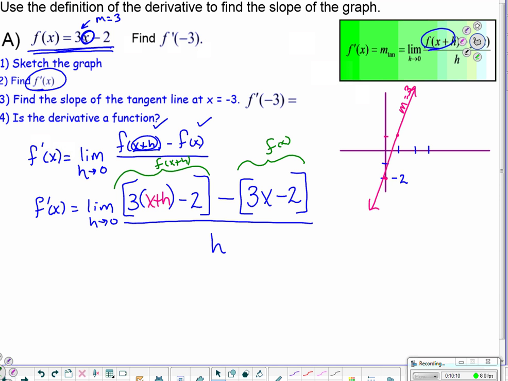Okay? Now, from here on out, it is totally algebra. The calculus part of this was setting up the limit. So let's distribute. We'll get 3x plus 3h minus 2. Distribute your negative, 3x plus 2 divided by h.